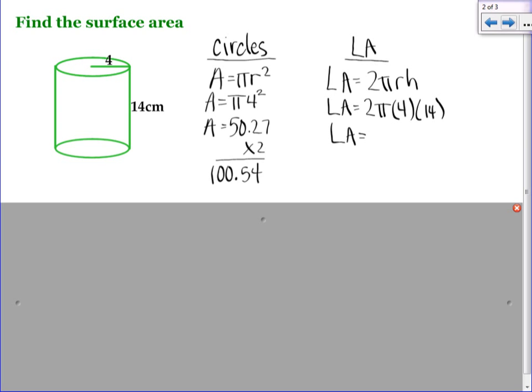Someone help me out with this with a calculator. All right, but we need the total surface area. So what do we do with these? We add them together. What is that? Centimeters squared. Questions?